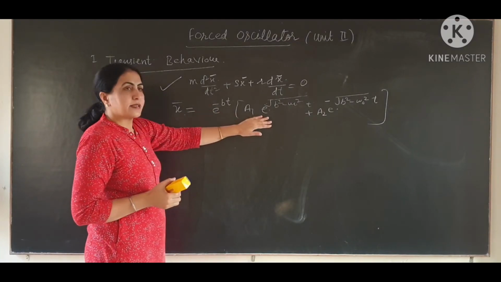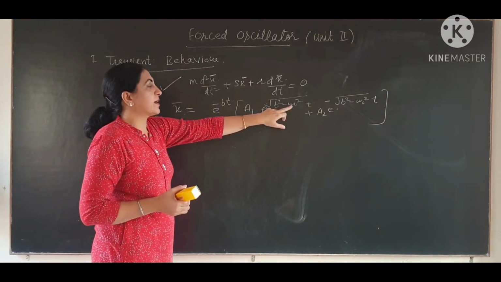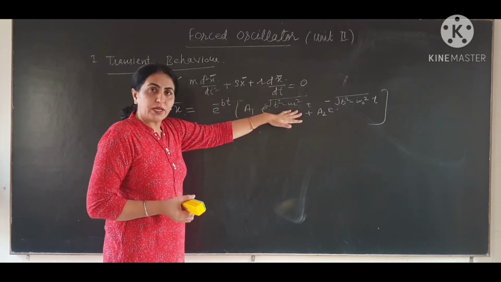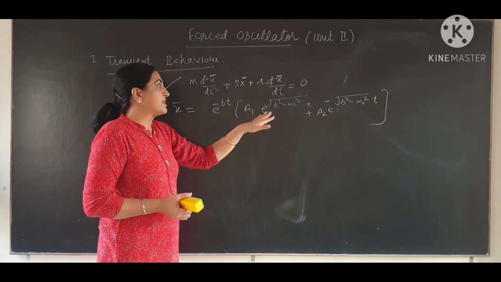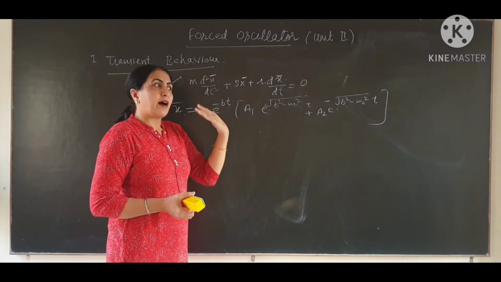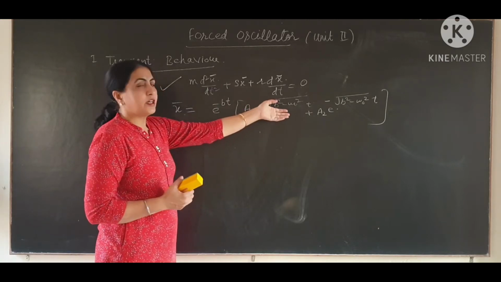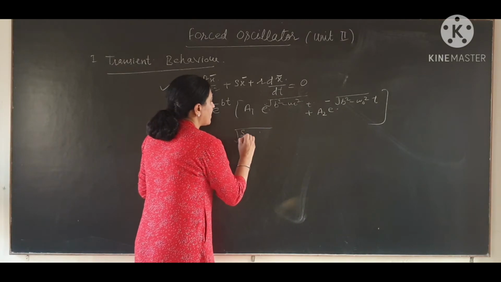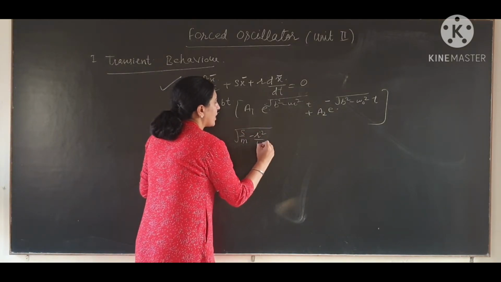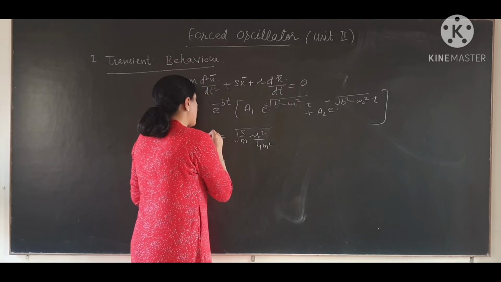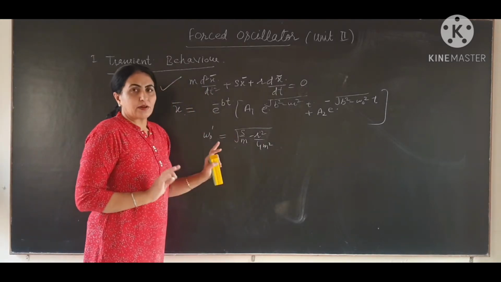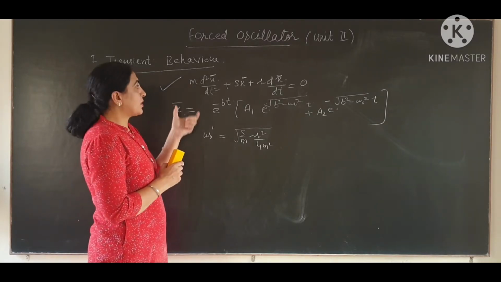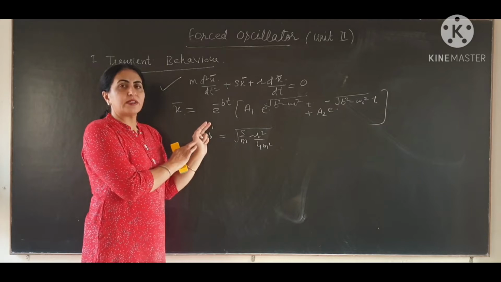And then cases arise: for heavy damping, b² is greater than ω0². For critical damping, b² is approximately equal to ω0², and for light damping, b² is less than ω0². And at the last you will get the value of frequency, that is √(s/m − r²/4m²). This will be the frequency of the damped mechanical oscillator. Same as the electrical one that we have already done. So this is about the transient behavior, same as the previous lecture.